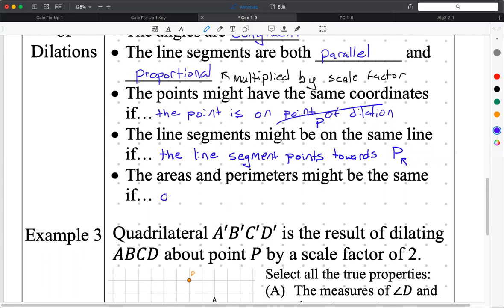If the dilation scale factor is 1, which is the equivalent of saying you didn't really dilate it. So maybe I should eliminate this for next year. This is kind of dumb to say, like, hey, if your dilation factor is 1, you didn't really do anything. You have the same exact image and source. But yeah, you could have a scale factor of 1.